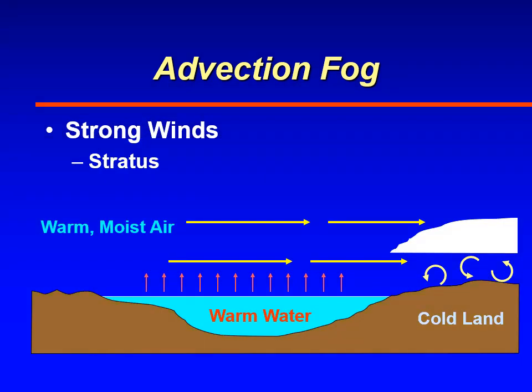If you have strong winds, then instead of getting advection type fog, you'll get stratus or stratocumulus clouds. How strong? We're talking winds that are probably greater than 15 to 20 knots. Usually with advection fog, you see winds of somewhere between 10 to 17 knots or so.